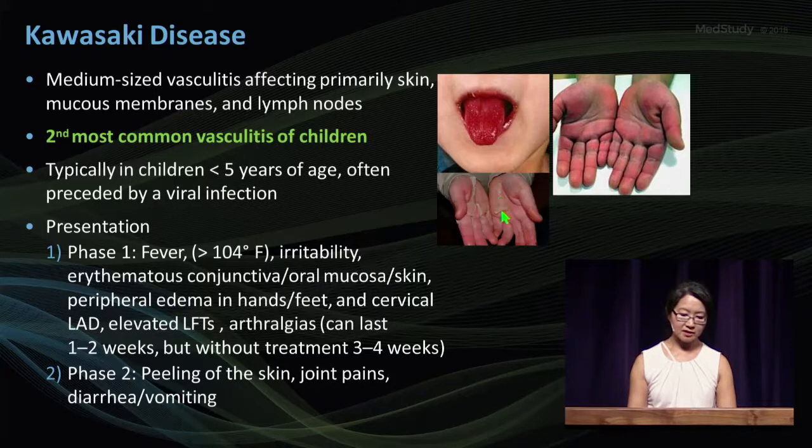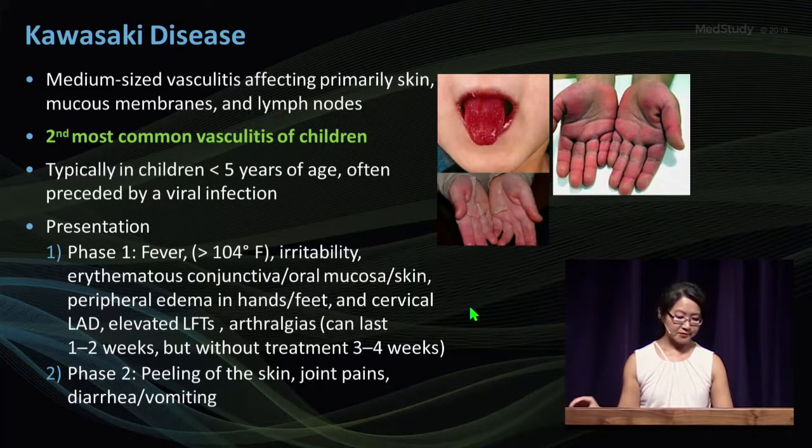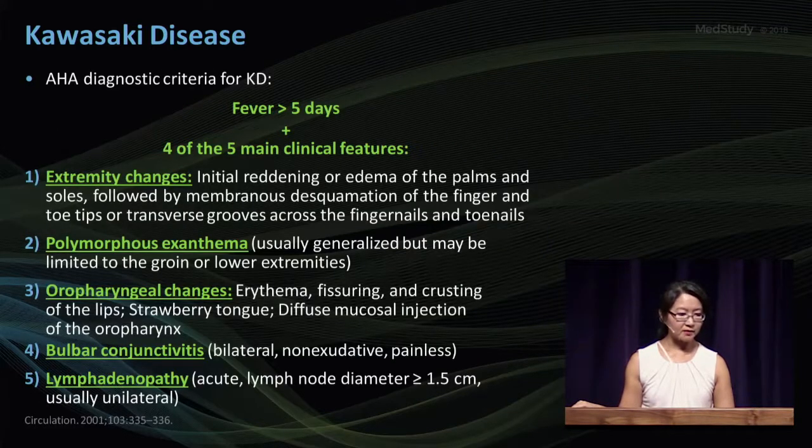So you'll see the sloughing of the skin around the creases of the hands or even the toes. Some patients can also have diarrhea and vomiting as well. The American Heart Association published diagnostic criteria for Kawasaki's disease, and what you can use to help in the diagnosis is fever of greater than 5 days, and 4 of the 5 main clinical features.